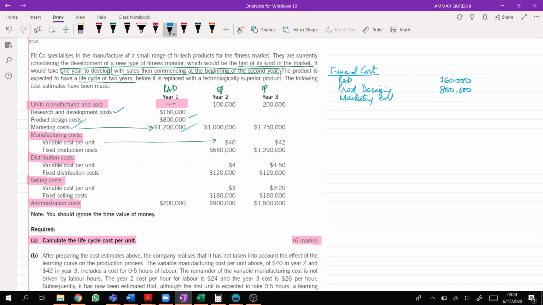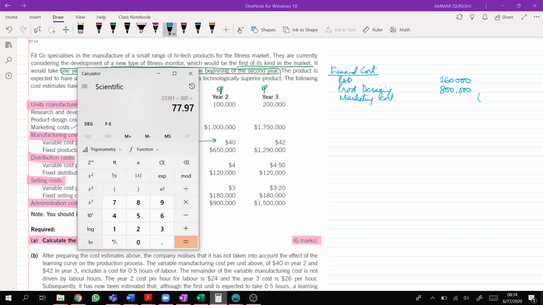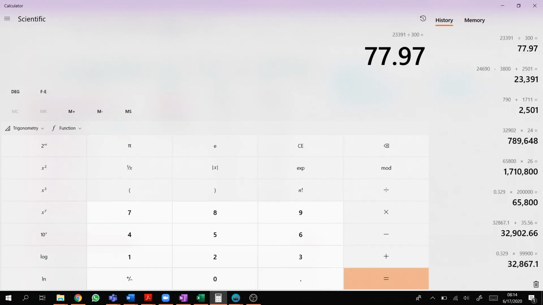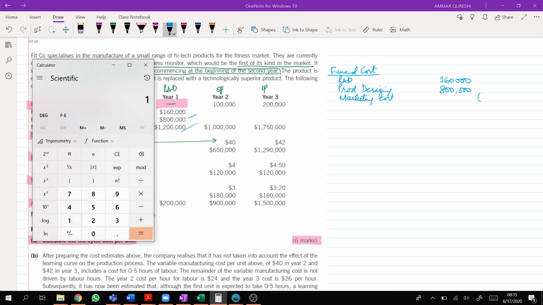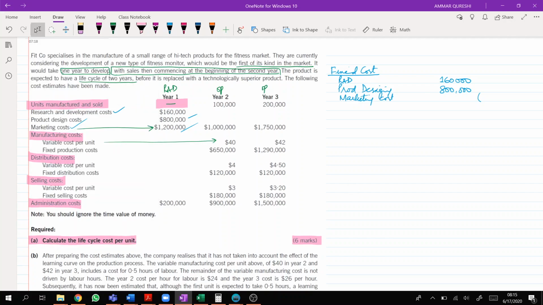Let's calculate the whole marketing cost here. The total marketing cost will be 1.2 million for the first year, 1,000 thousand for the second year, and 1,750 thousand for the third year. That is 3,950. Let's calculate it in thousands, it's easier for us.